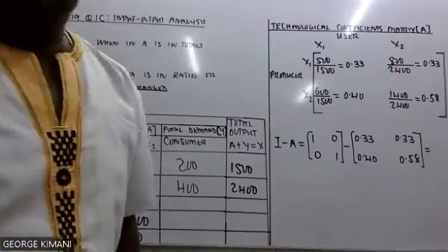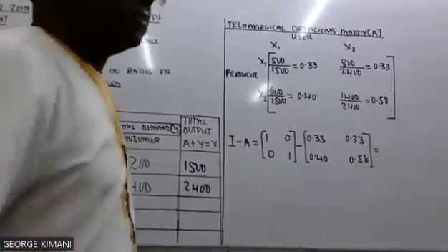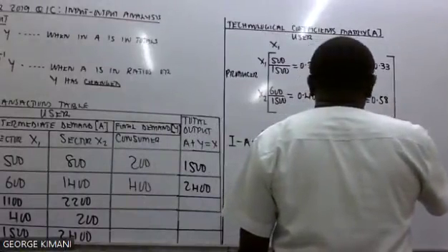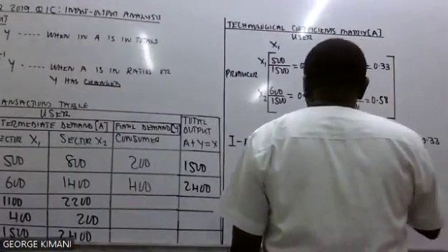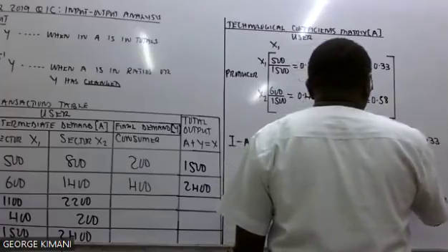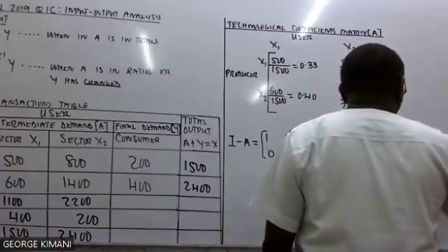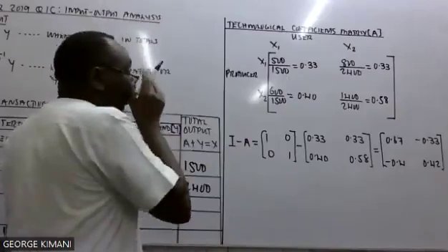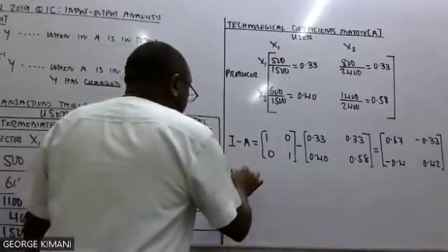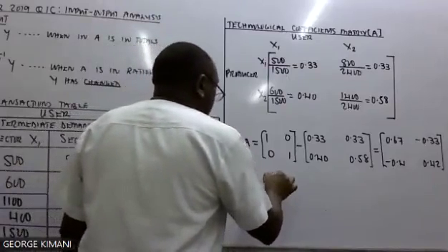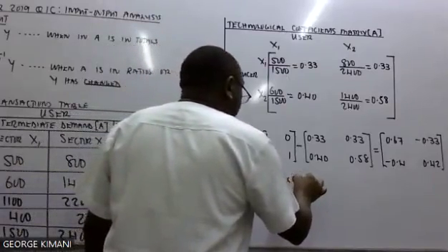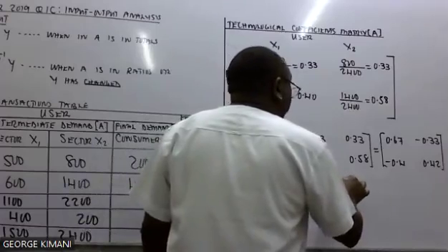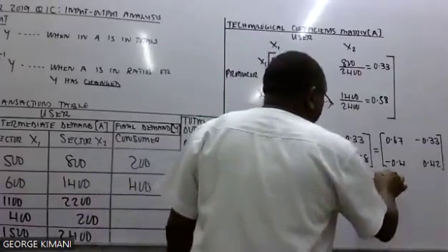We are through. What have we got here? 0.67, then minus 0.33, then minus 0.4 and 0.42. So the first thing is the determinant. The determinant will be 0.67 multiplied by 0.42, minus 0.4 times minus 0.33. What did you get?